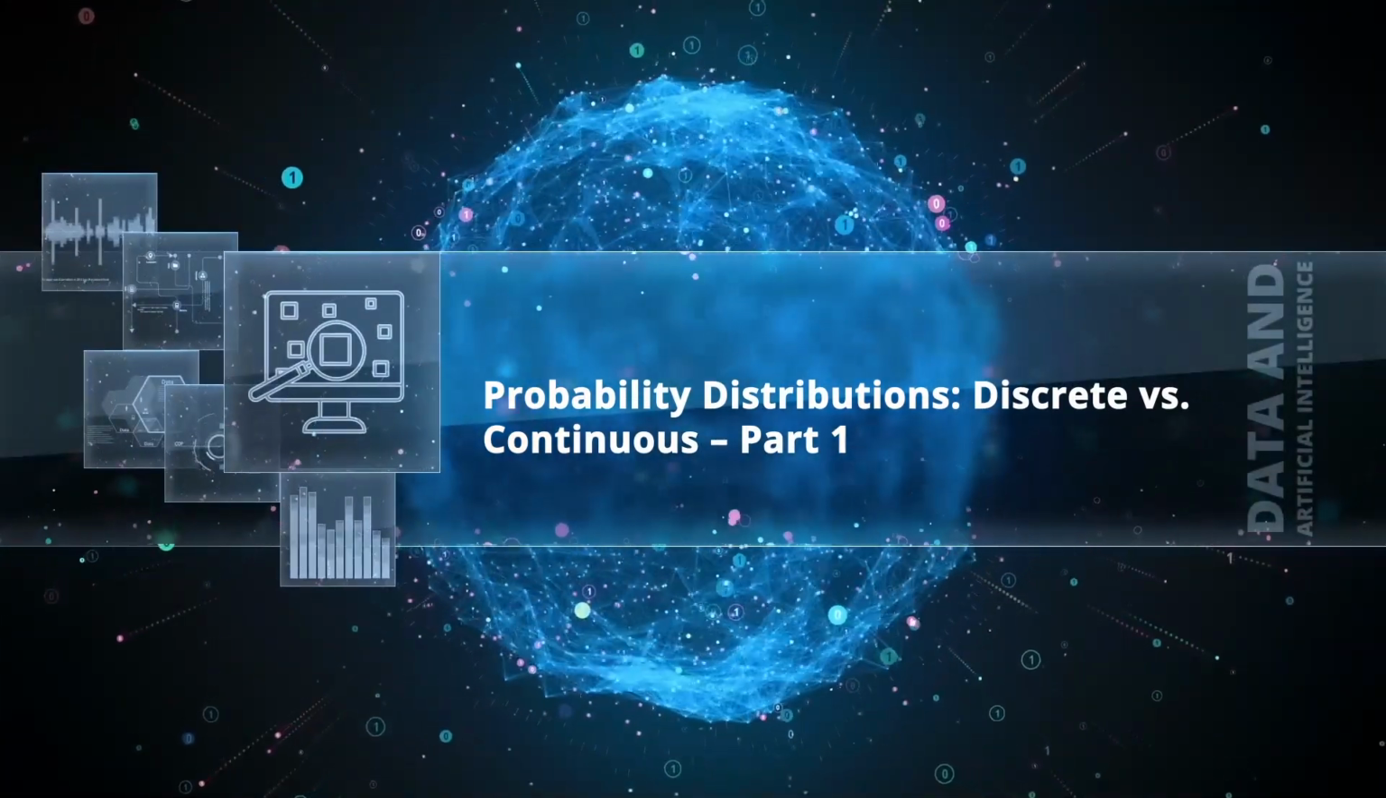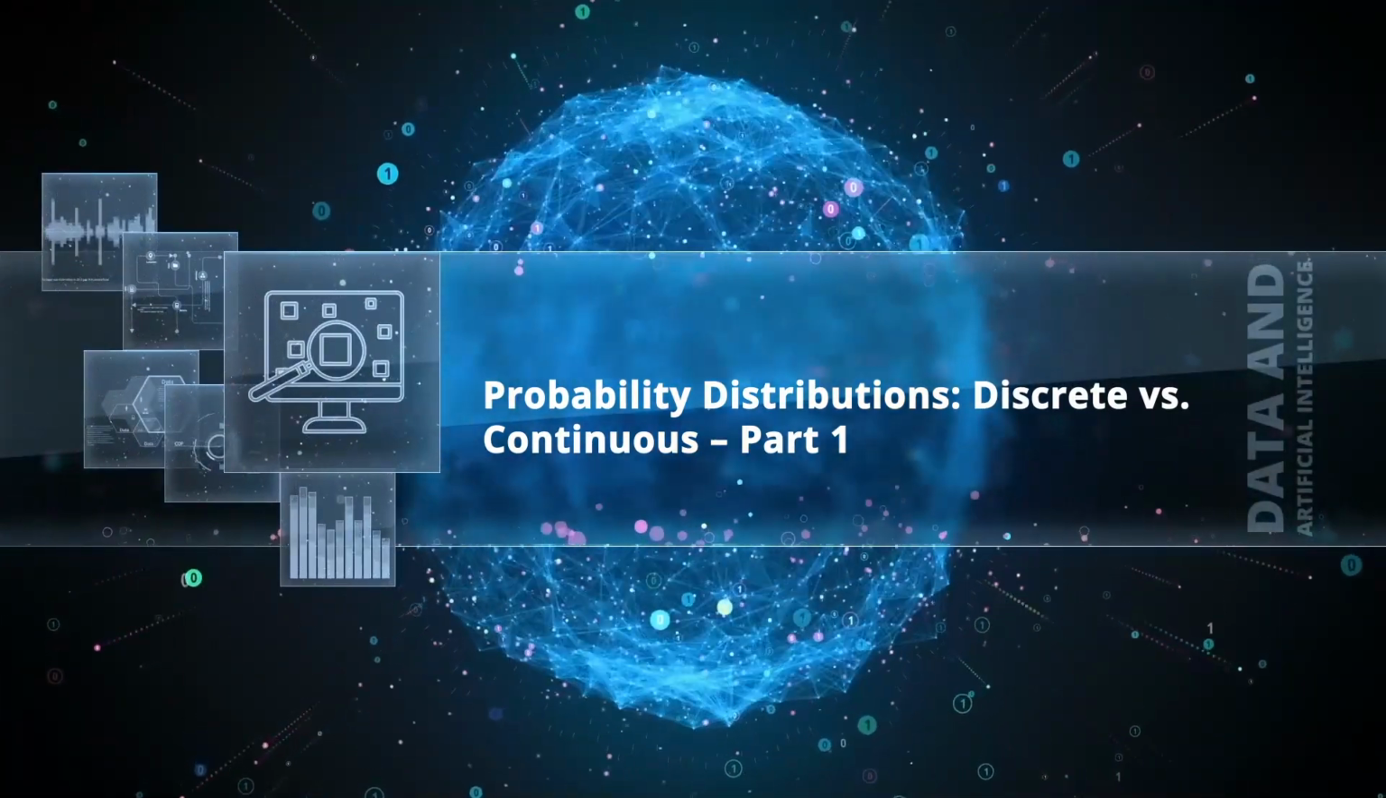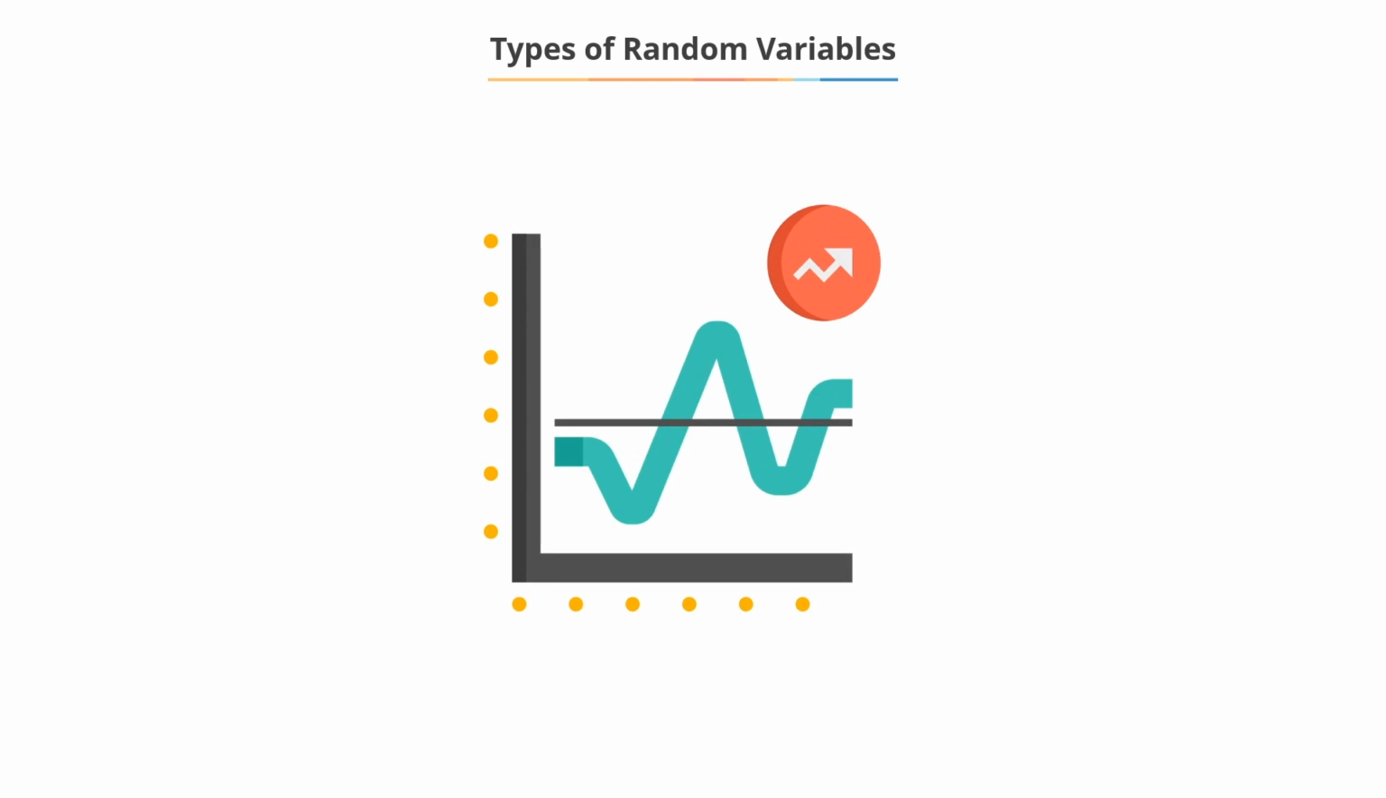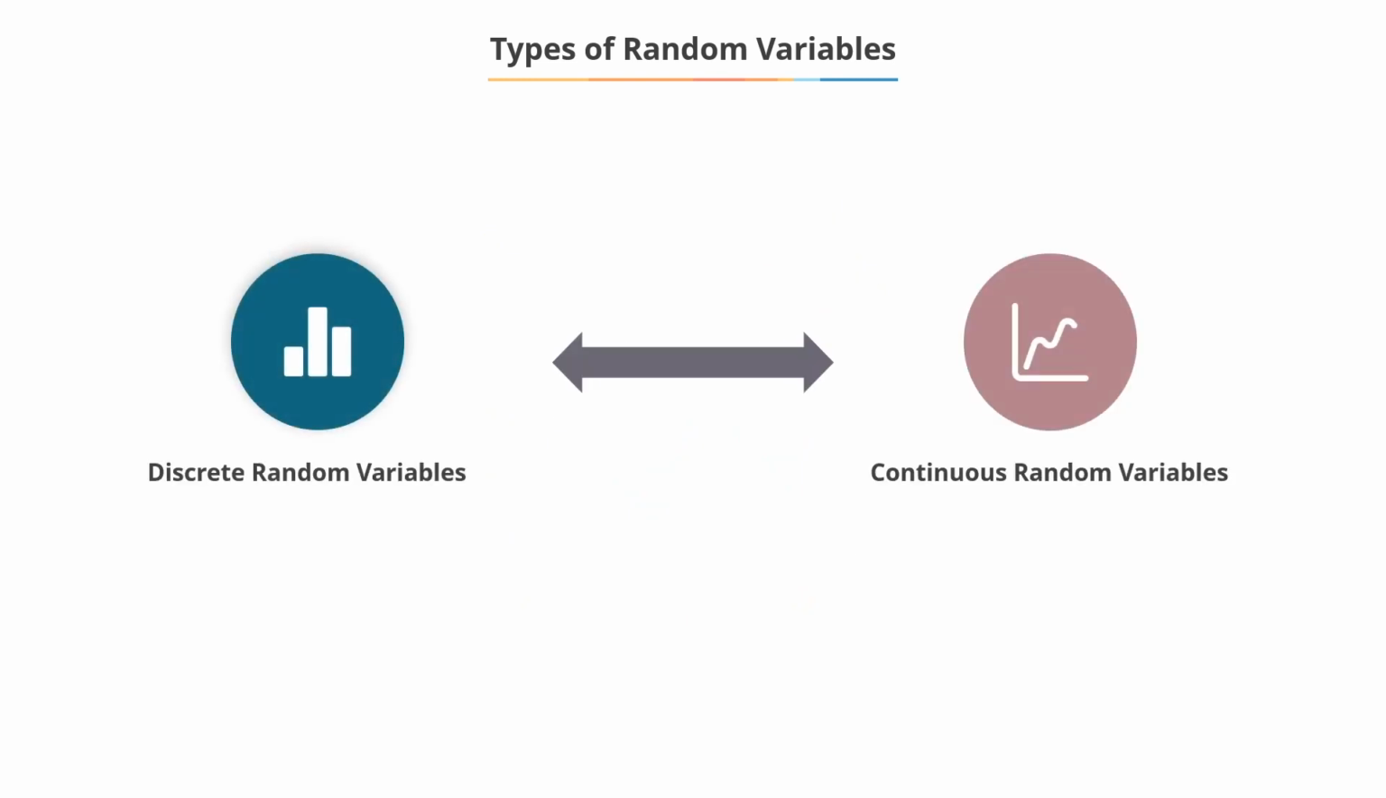Probability distributions, discrete versus continuous. Part 1. In the last video, we discussed what random variables are. In this video, let us now explore the two types of random variables broadly used. They are discrete and continuous random variables.